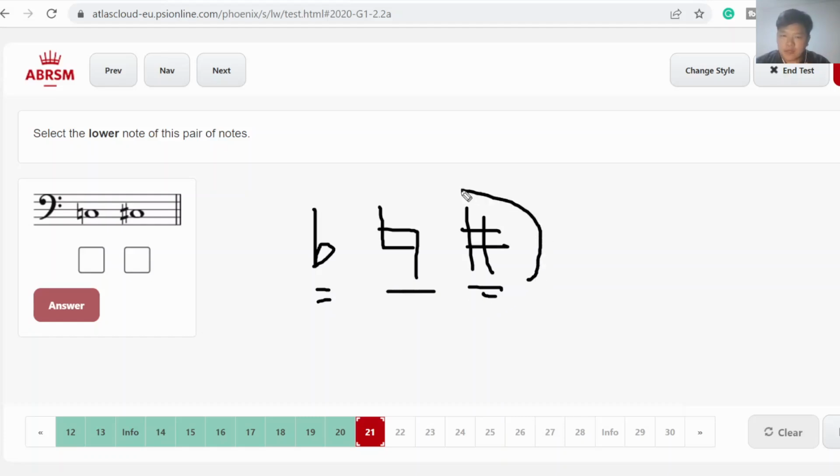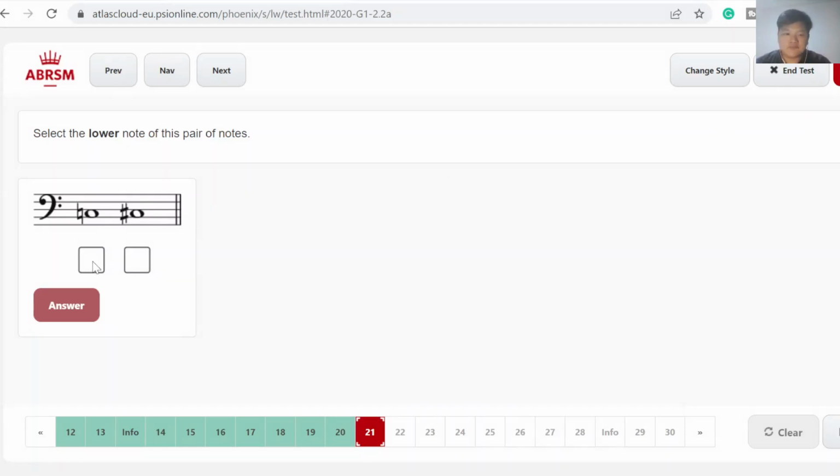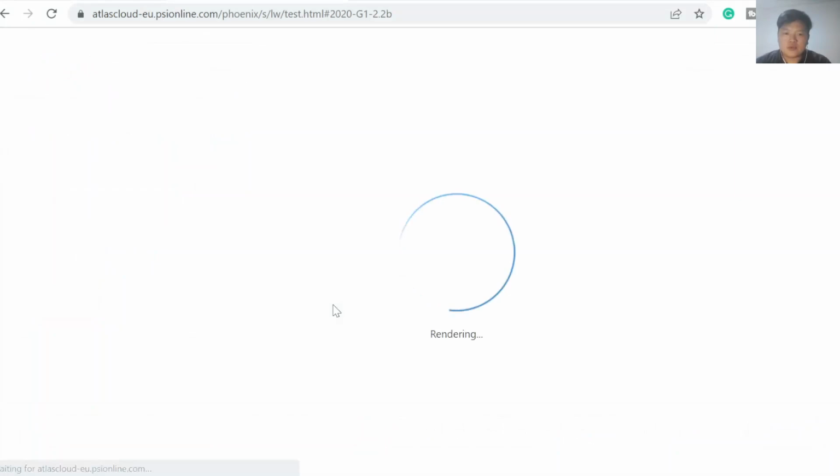So if you compare these two, let's say which one is higher, this is the highest. Let's say compare these two, which one is higher, the natural is higher. So you always have to remember flat, natural, and sharp. Look at these two, they want lower, so definitely your natural will be the lowest, right? Okay, go on to the next one.